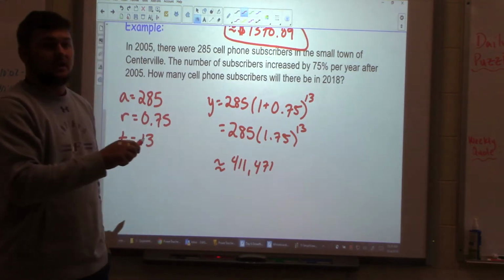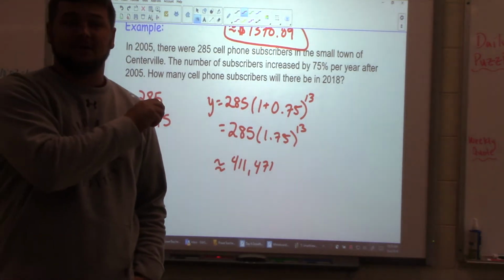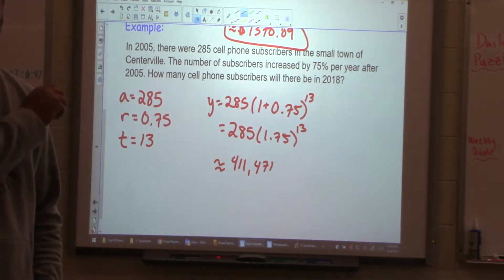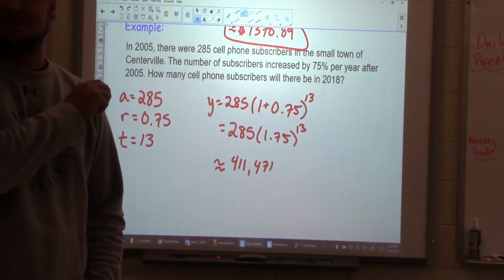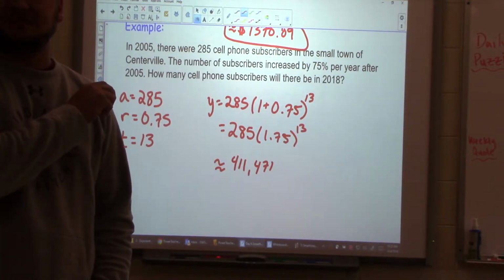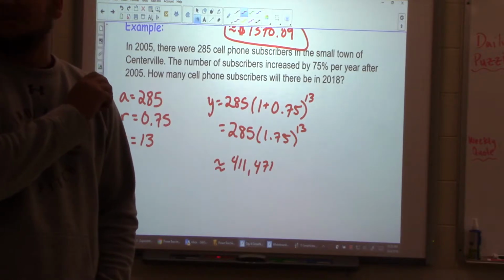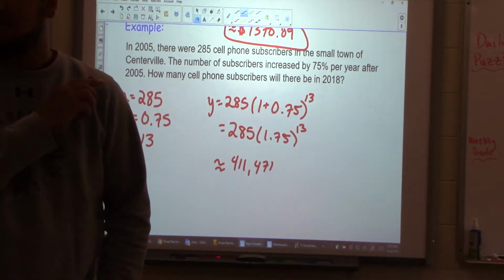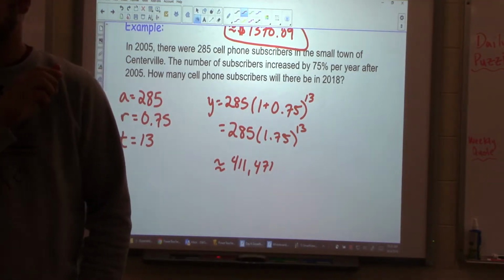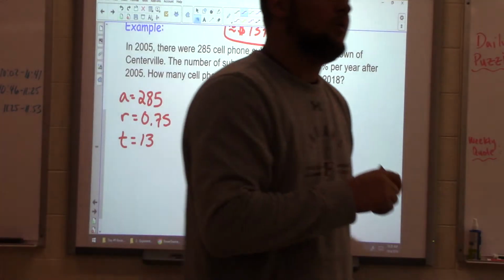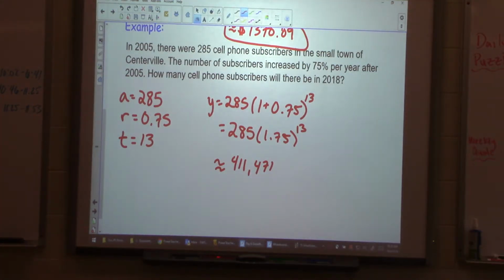Hey, what are we talking about in this problem? People. Right? Cell phone subscribers, which are people. So should we have a decimal of a person? Probably not. If you have a decimal of a person, you're probably going to get the cops called on you. So when we're talking about people, guys, we're going to round to the nearest whole person.